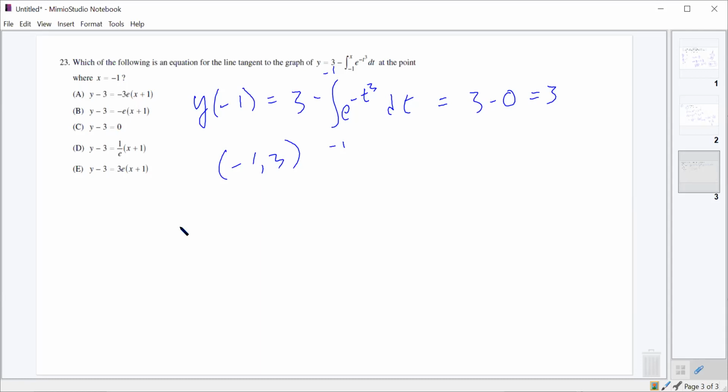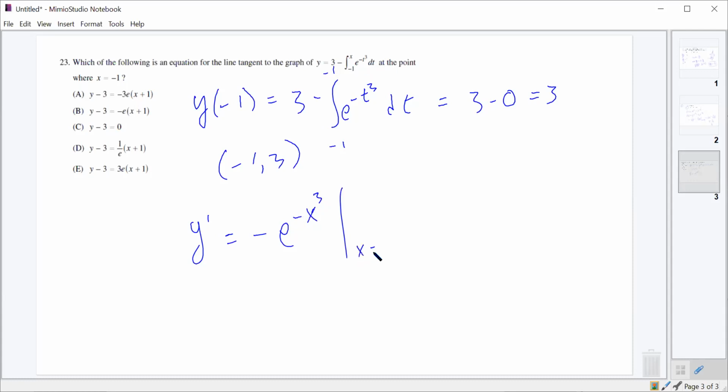Then the second thing we need to do is figure out what y prime is. The derivative of 3 is 0, and then we have a negative as the coefficient on this. So we're going to end up with a negative, and then the derivative of an integral from a constant to x of a function, using the first part of the fundamental theorem of calculus, is just that function in terms of x. So we have negative e to the negative x cubed.